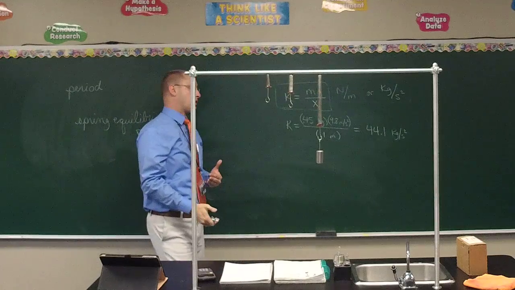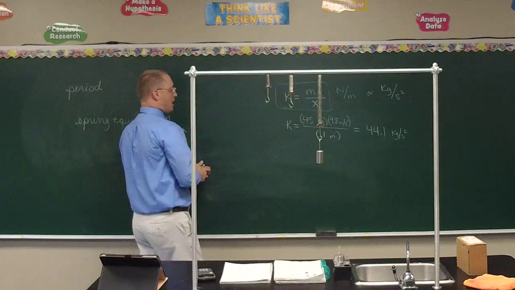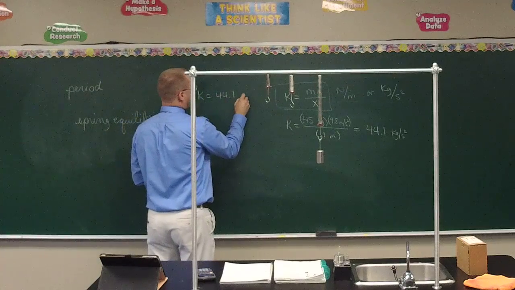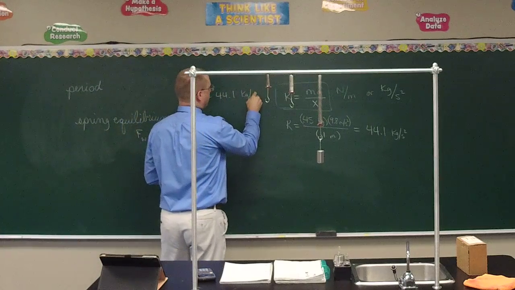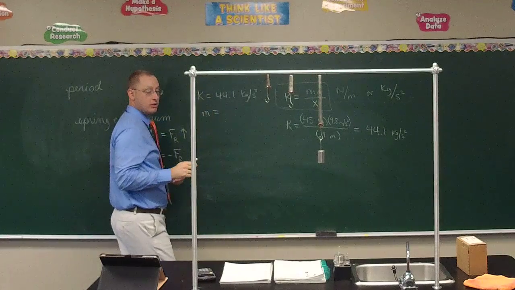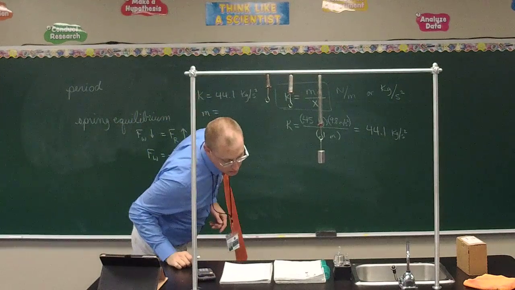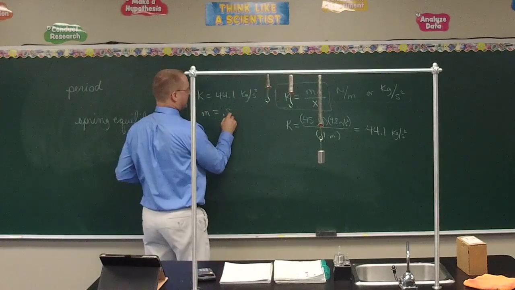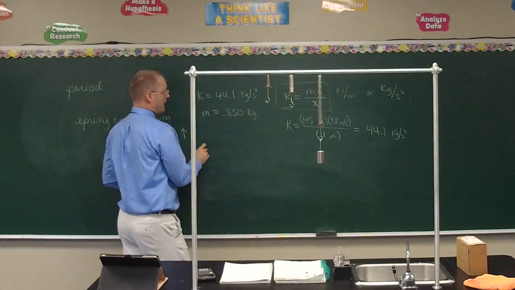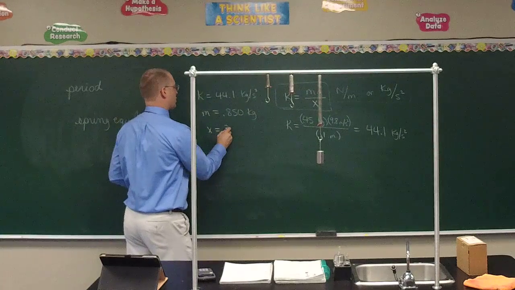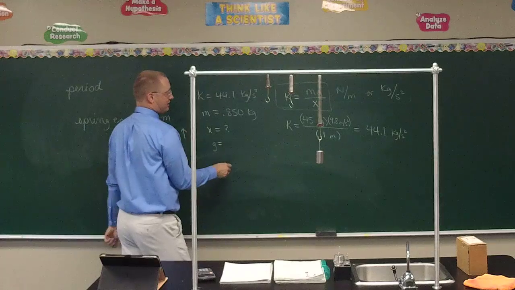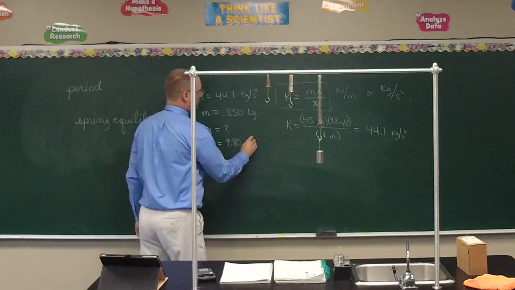We should expect it to stretch further, shouldn't we? So we know the spring constant now is 44.1 kilograms per second squared. We are now putting on a mass of, and they were nice enough to already put it in kilograms for us, 0.850 kilograms. And it wants to know the stretch we would get. Of course, in addition to these, we also know our g is 9.80 meters per second squared.